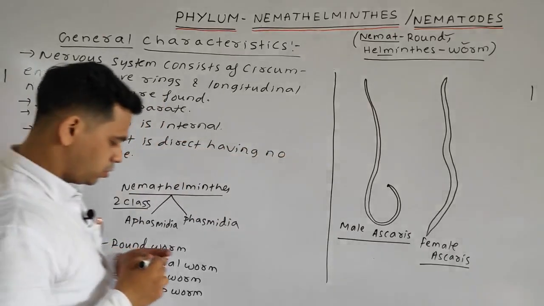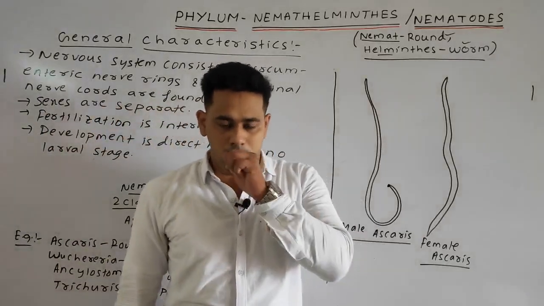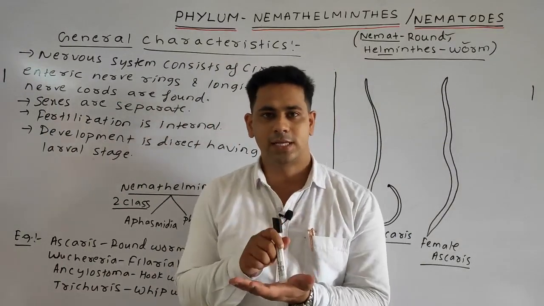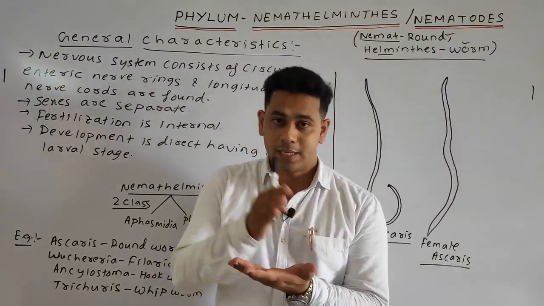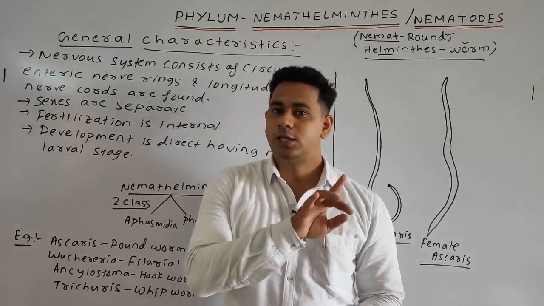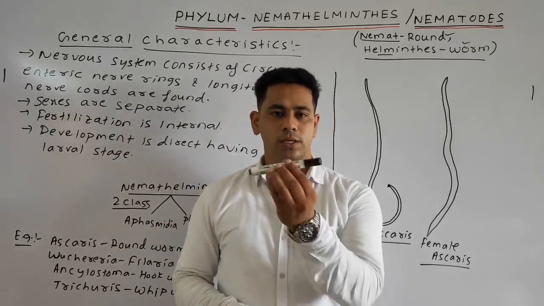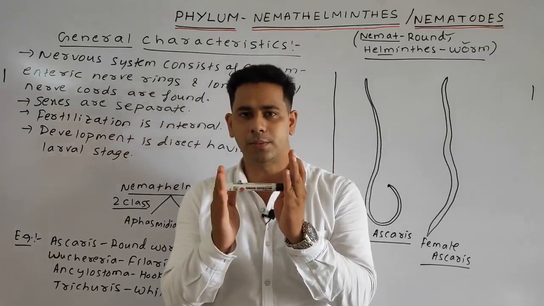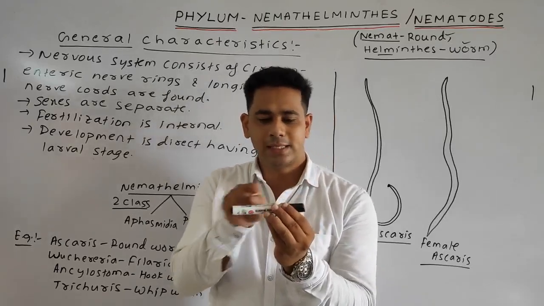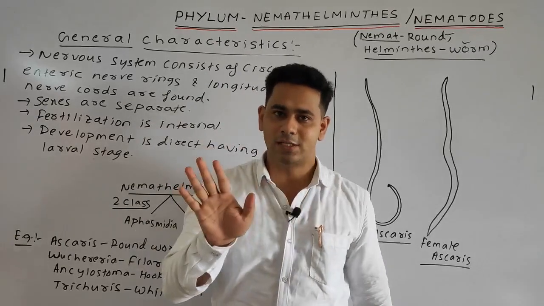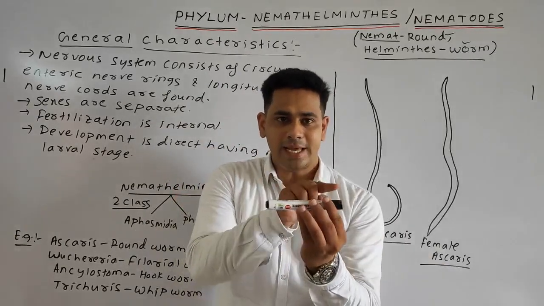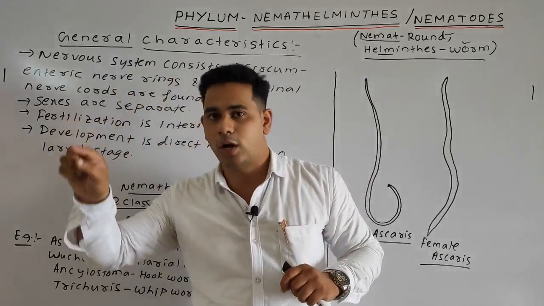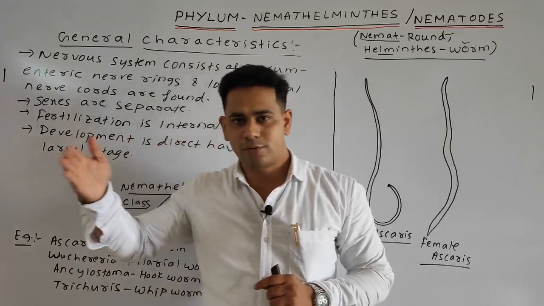Okay, you know students, as I said, if the development is indirect, then obviously larval stages are present. If the development is direct, then obviously there is no larval stage. Means suppose this one is one period, and this is another period. Means if the development is direct, then there are no larval stages. But if the development is indirect, means it crosses one condition and goes to another, to the adult condition, then it passes through a phase of larval condition.